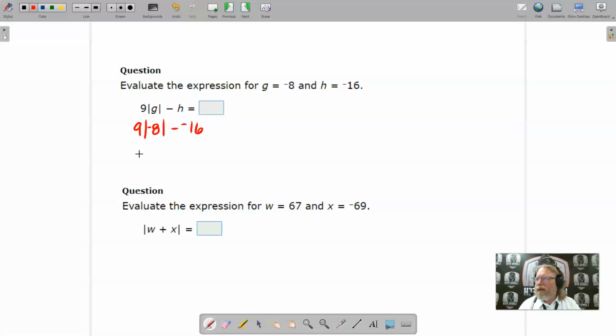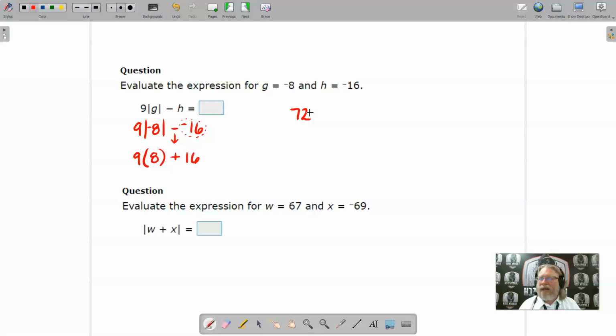Then I'm going to go ahead and do 9 times the absolute value of negative 8, which is positive 8. And then in this step here, I'm going to change the sign from subtraction to addition. Notice the change in the sign there. But now I'm going to take the opposite of the number that follows that sign. Well, the opposite of negative 16 is positive 16. Next step is to do 9 times 8, which is 72.